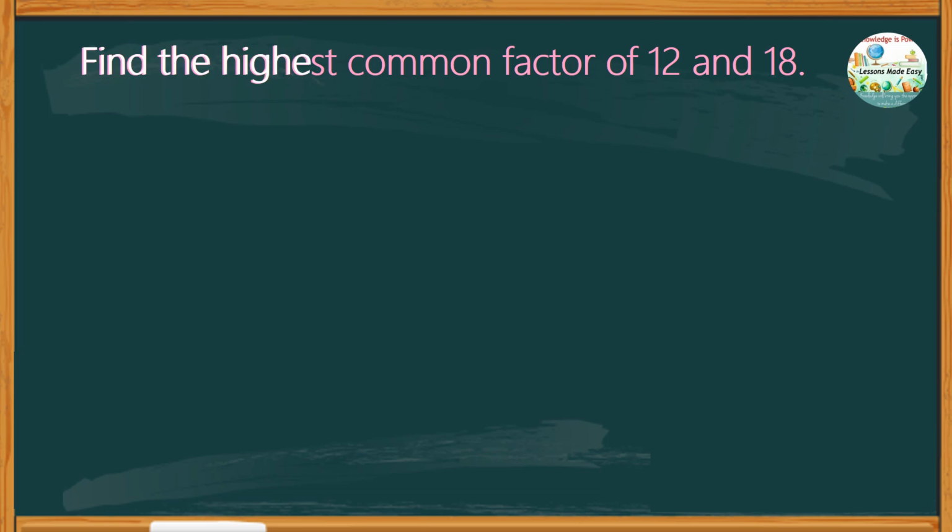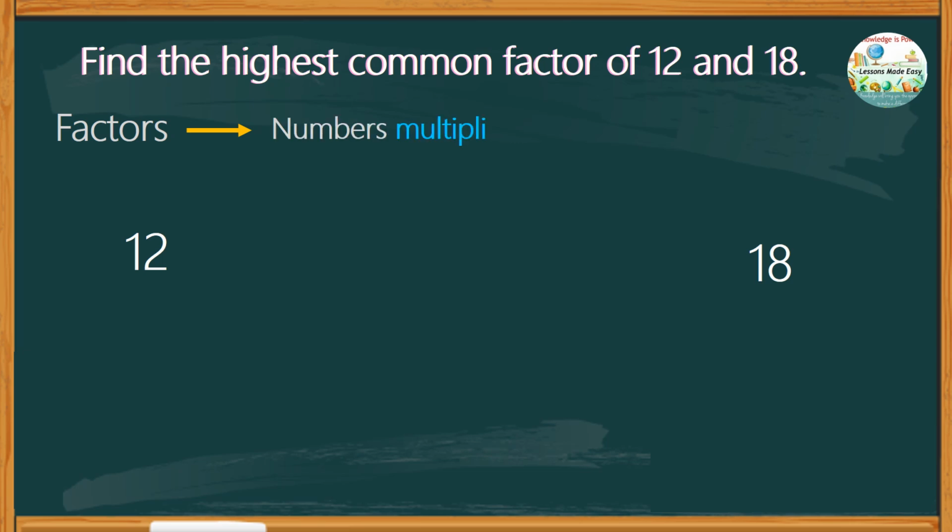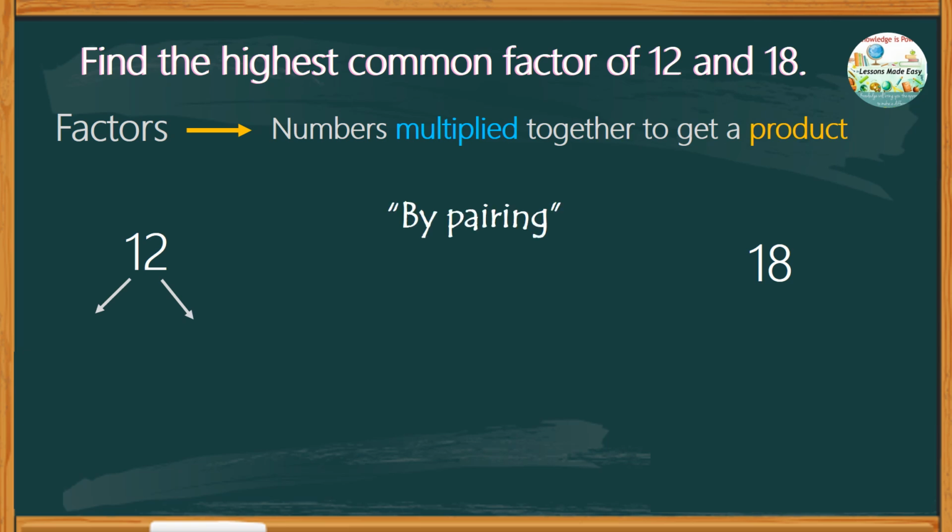Find the highest common factor of 12 and 18. First, we have to find the factors of each number. When we say factors, these are the counting numbers multiplied together to get a product. In this case, the product is the target number, which is 12 and 18. We need to find the factors of these numbers one at a time. Let's try the pairing method with this one.